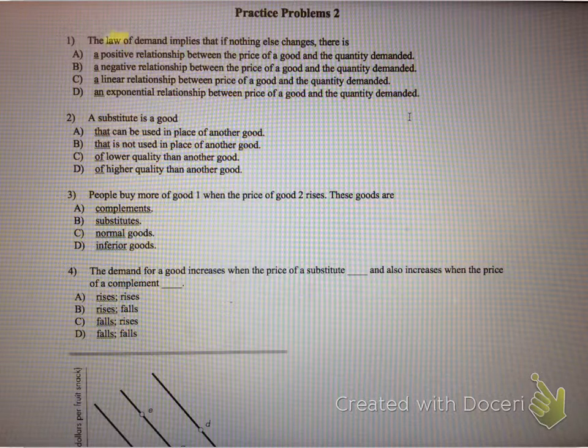Here it says the law of demand implies that if nothing else changes, there is what? Well, first, before I even read the multiple choice answers, I think: law of demand, what does that mean? That means the higher the price, the lower the quantity demanded. This can result from things like substitution and income, but regardless, how would that be affected here? Law of demand on a graph looks like this, right? That's a negative relationship between the price of the good and the quantity demanded.